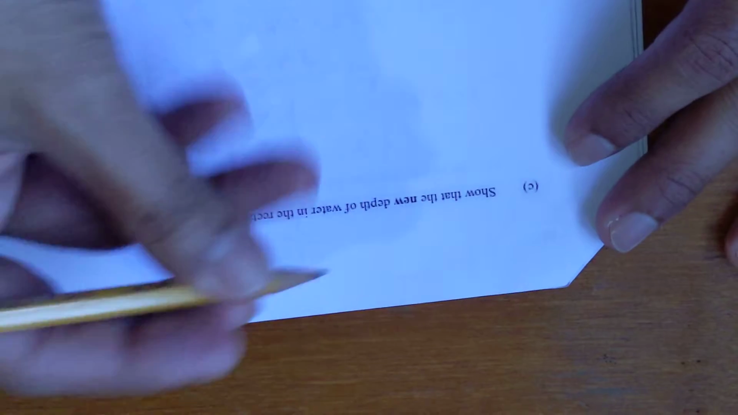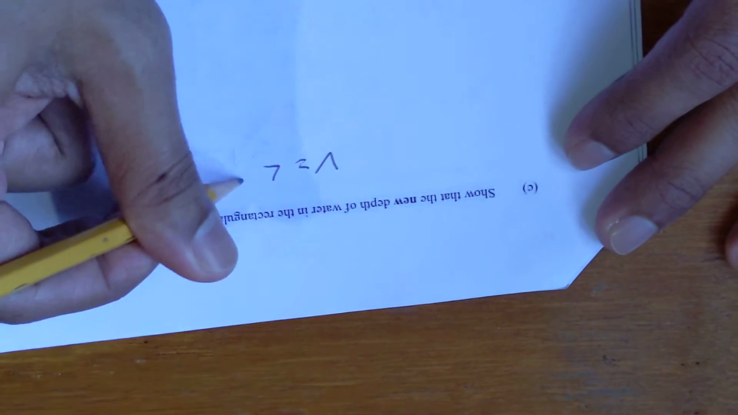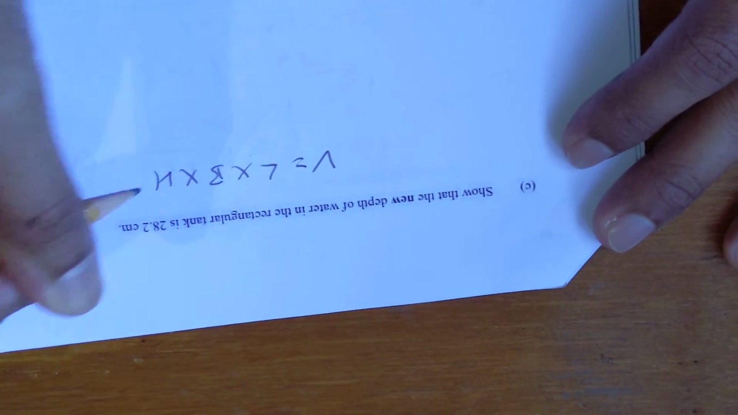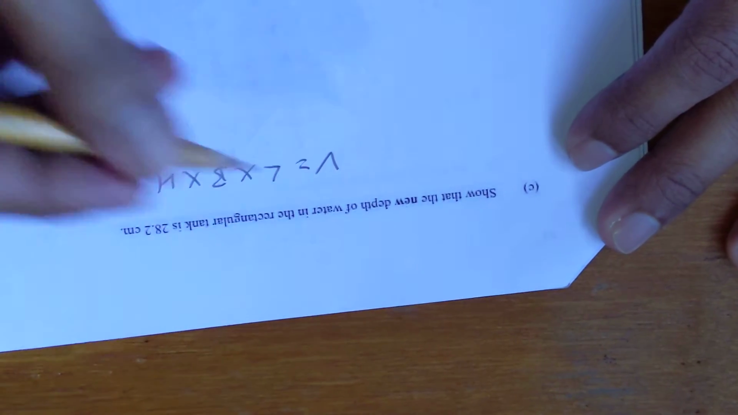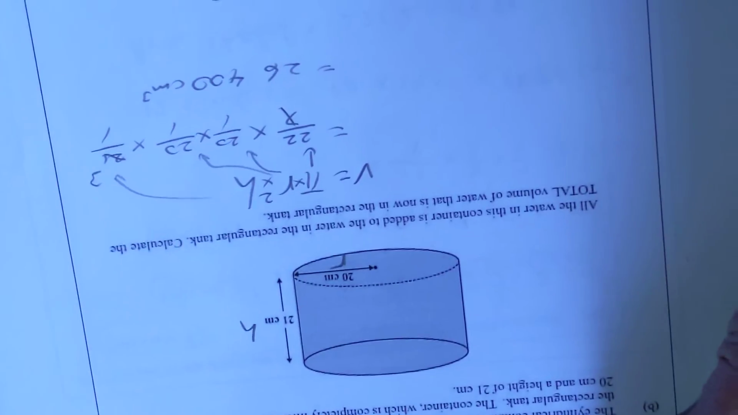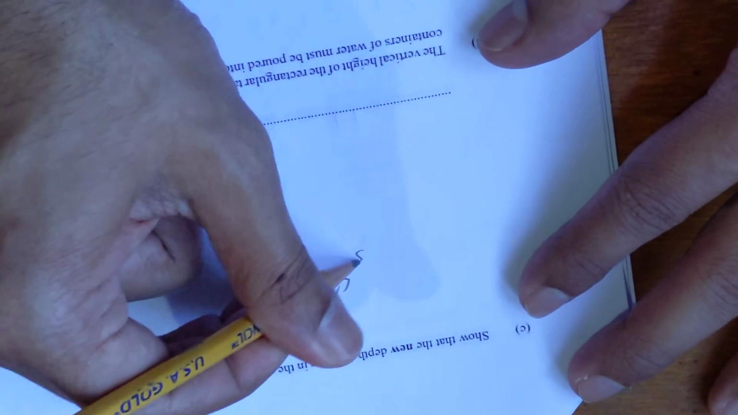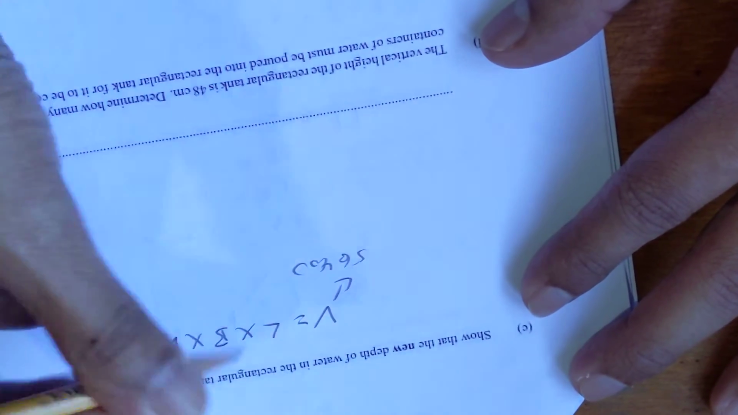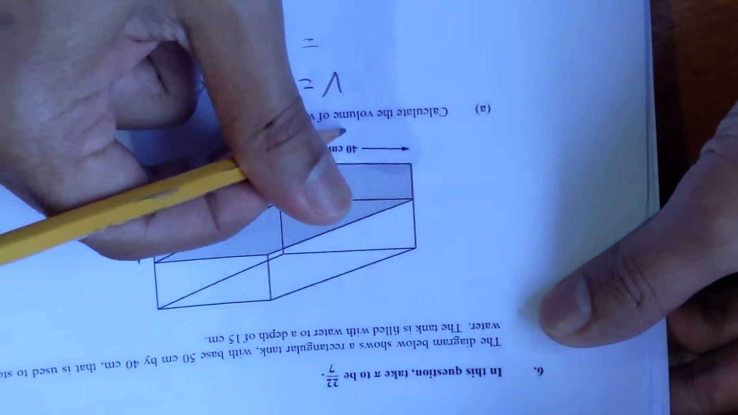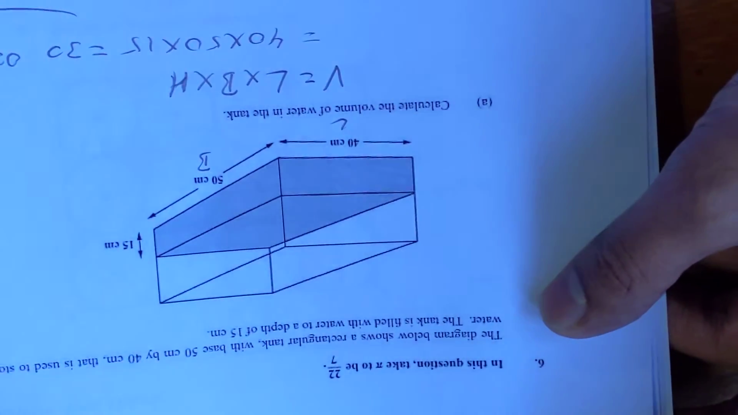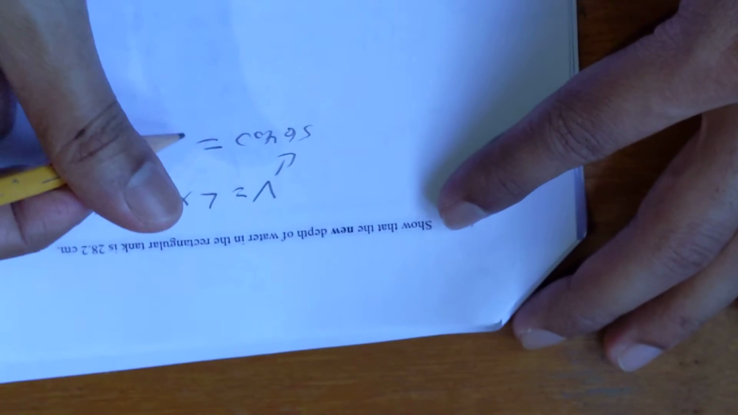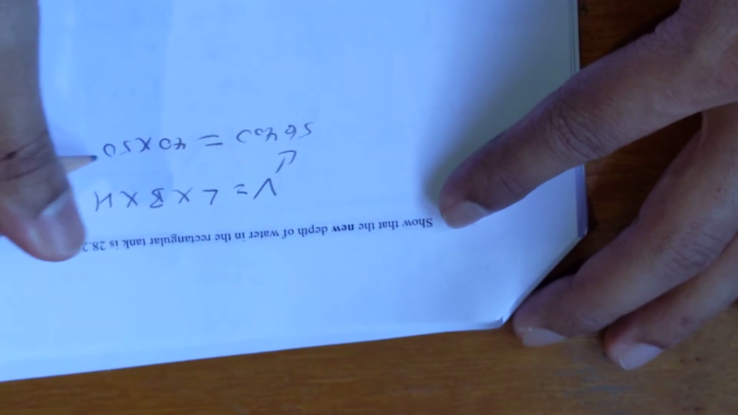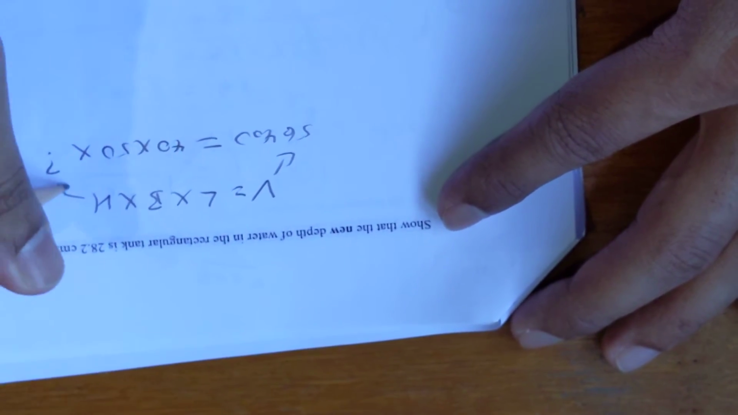So volume is length by breadth by height. We know that already. We want to find height. We know the volume because they tell me the new volume is 56,400. That's how much water is in the cylinder at the moment. The length and breadth of my cylinder didn't change. The height is going to change. So the length is still 40, the breadth is still 50. I want to figure out the height.